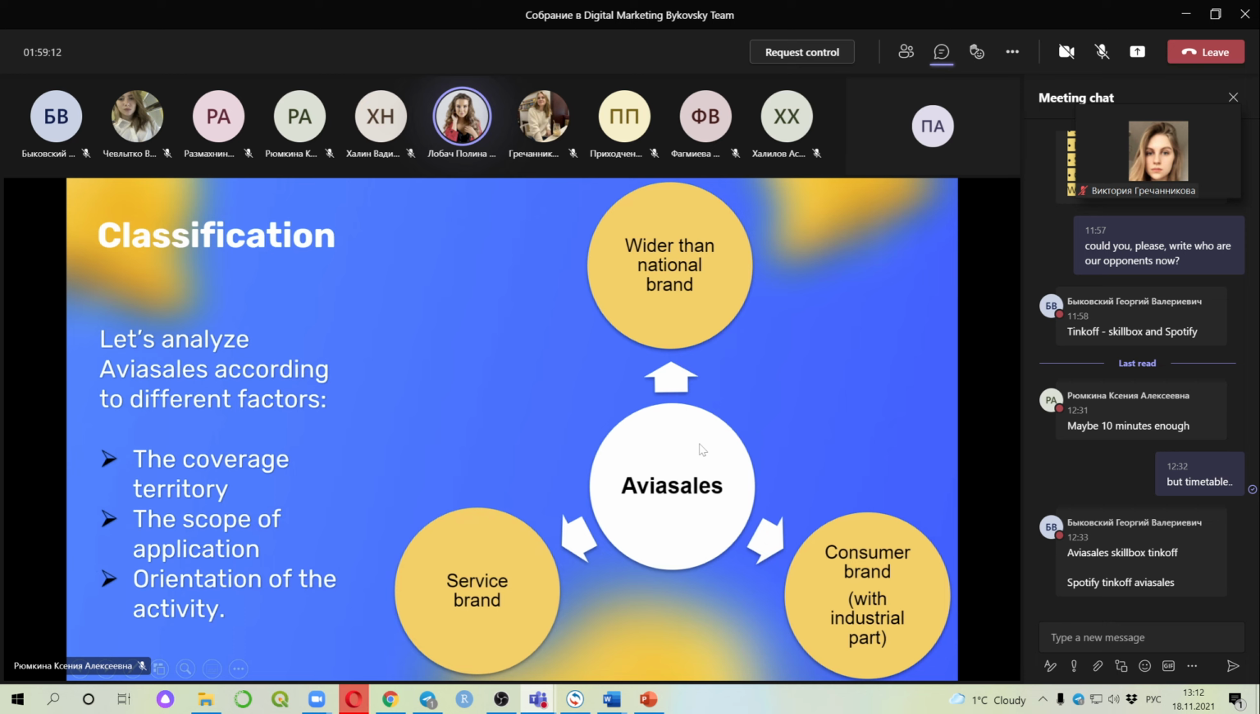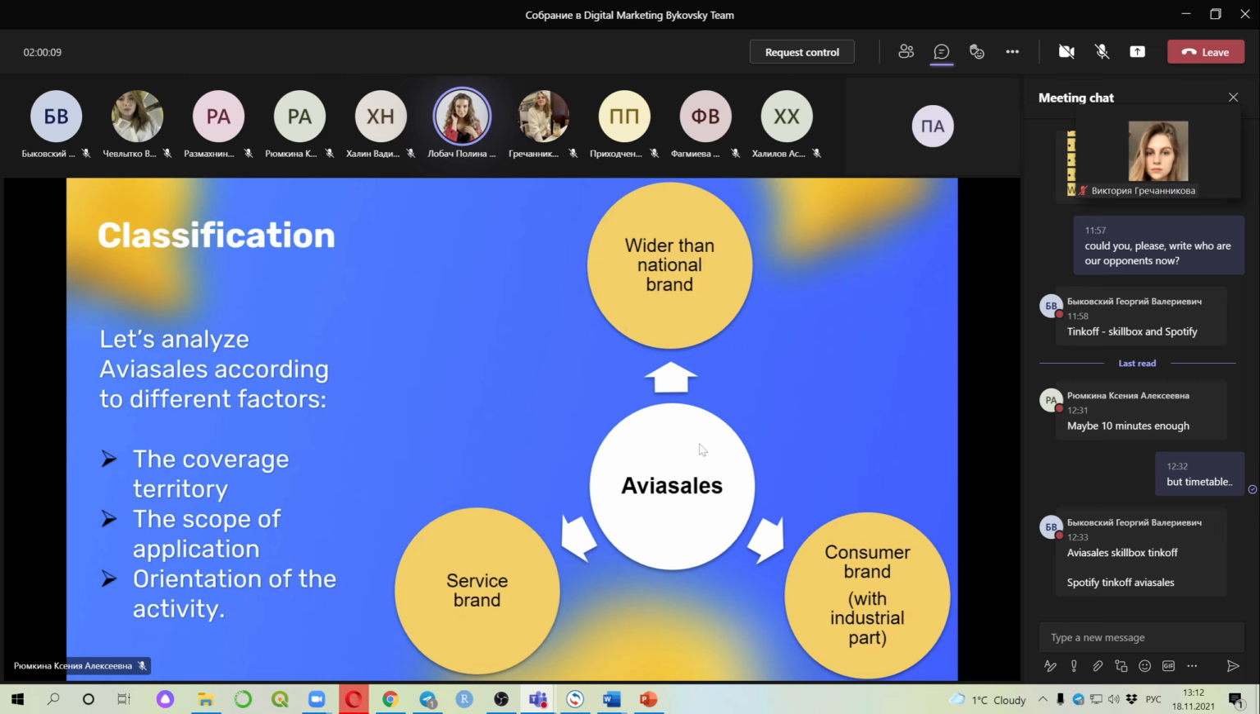And now let's look at another classification of brands. According to the coverage, all brands can be divided into four groups: global, national, regional, and local. On the one hand, AviaSales can't be called only a national brand, since it has gone beyond the Russian Federation and operates in other CIS countries. On the other hand, we cannot say that AviaSales is as well known as Coca-Cola or McDonald's, for example, so it's not yet possible to attribute it to global brands. As a result, we think that AviaSales occupies an intermediate position, and perhaps in future, if the company manages to become a global ticket search service, then its name will become known to everyone.